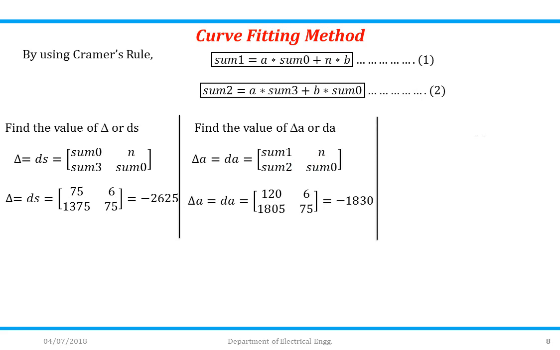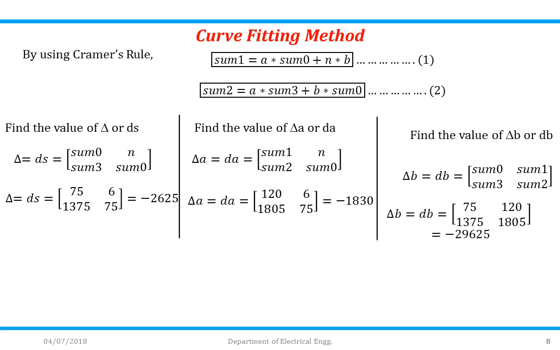Similarly, we can find the value for delta B, or dB. The coefficients of a will be the same, sum 0 and sum 3. Here I have written sum 0 sum 3, and instead of writing n and sum 0 as the coefficients of b, here we have to write sum 1 and sum 2. Again the determinant is sum 0 into sum 2 minus sum 1 into sum 3. By substituting all the values, we get the answer as minus 29625.